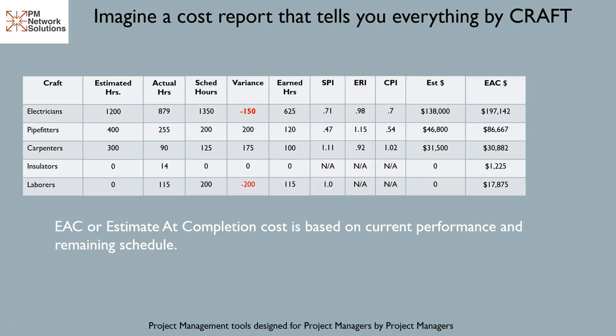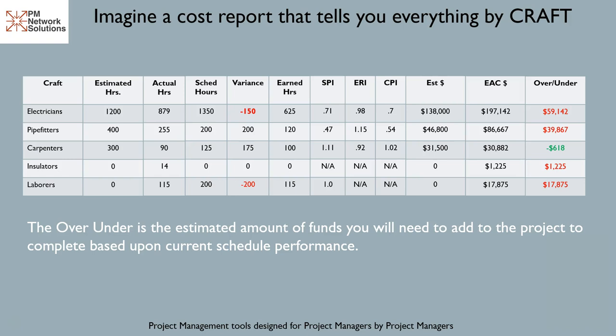EAC, or Estimate at Completion Cost, is based on current performance and remaining schedule. The over-under is the estimated amount of funds you will need to add to the project to complete based upon current schedule performance.